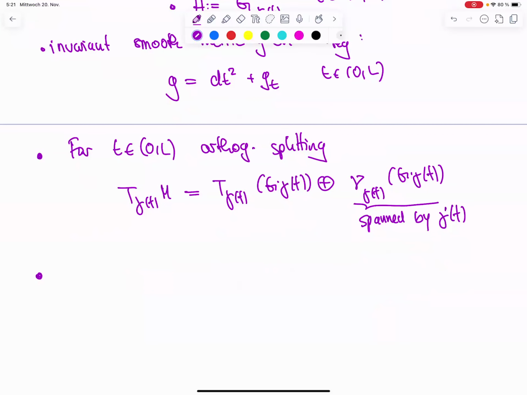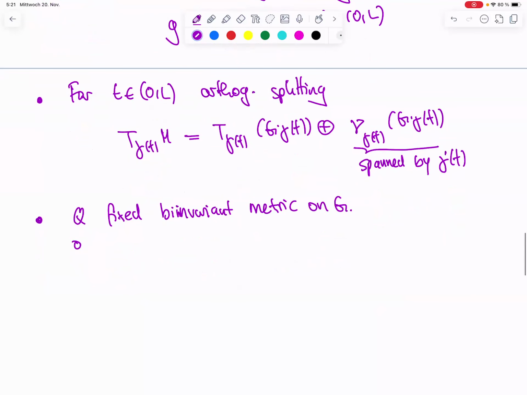I'm almost done. Q denotes a fixed bi-invariant metric on G, and the Lie algebra of this capital G splits into the Lie algebra of the capital H and its orthogonal complement, which we denote by N. And then there is an endomorphism P_t from N to N.